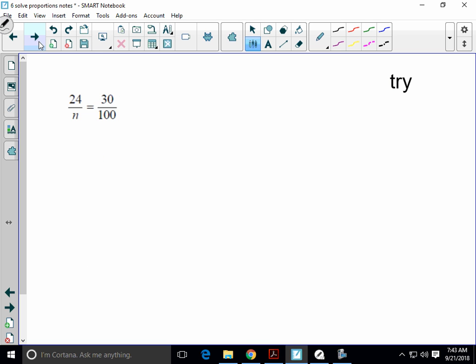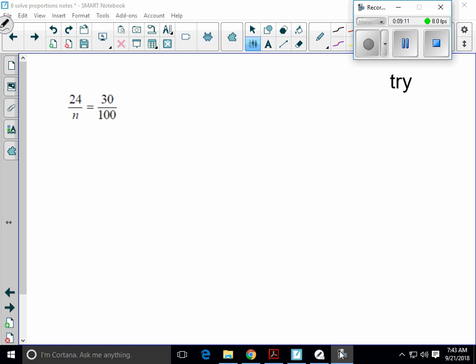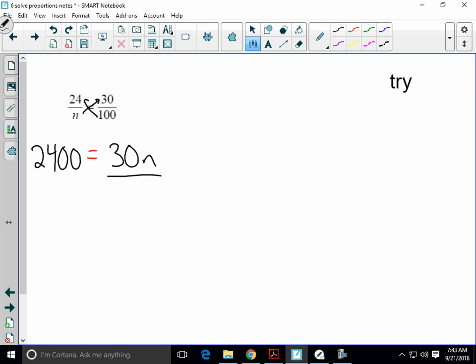Okay, one last one for you to try. Cross multiply, 2,400 equals 30n. And I don't want 30n, I want 1n. Opposite of 30 times n is to divide by 30. Final answer, you should get n equals 80.